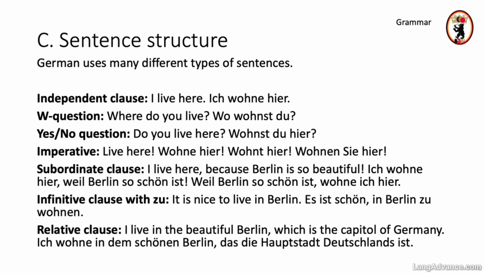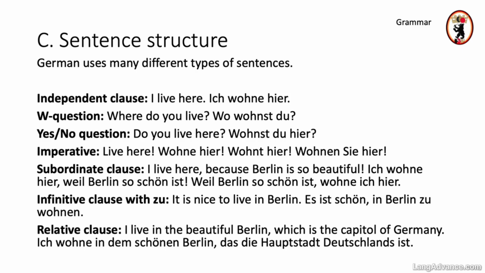Independent clause, I live here, ich wohne hier. W question, where do you live? Wo wohnst du? Yes/no question, do you live here? Wohnst du hier? Imperative, live here. Wohne hier, wohnt hier, wohnen Sie hier. Subordinate clause, I live here because Berlin is so beautiful. Ich wohne hier, weil Berlin so schön ist. Weil Berlin so schön ist, wohne ich hier.